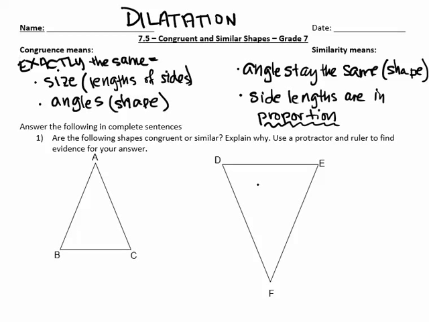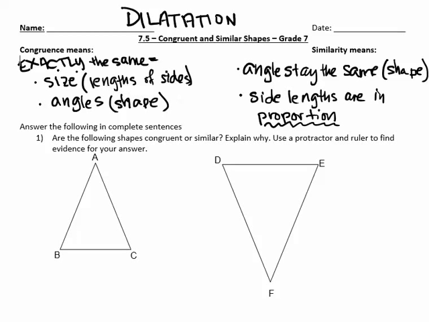So if I just look at these two triangles here, I can see that they both look like triangles, so they are similar. I'd have to check the angles, and we'll do this in class to see if the angles are the same. If the side lengths are in proportion, which means that the side lengths are either twice as long or 1.5 times as long, and all of them are in the same proportion, that means that the shapes are similar to each other.